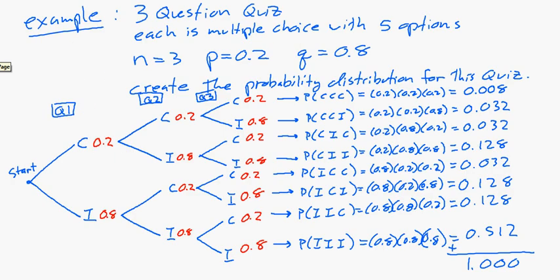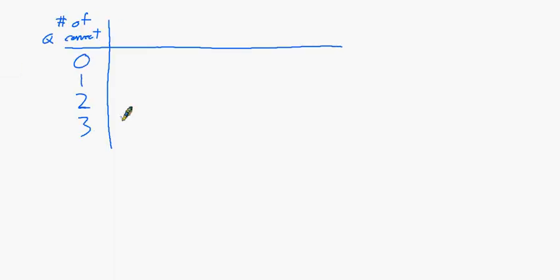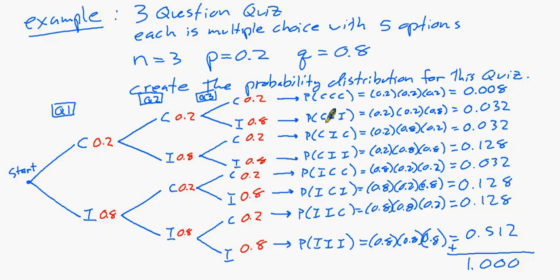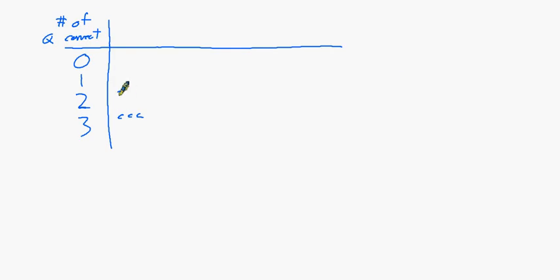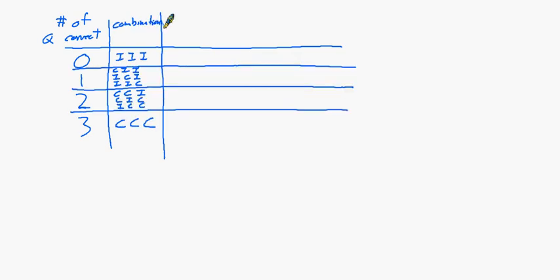which means we have to kind of look through our tree diagram here and start picking out, well, this one? What is that? Oh, that's 3 correct. So I guess that'll go here. Right? That's the CCC. Correct, correct, correct. What about this one? Oh, that's 2 correct. CCI. CC, correct, correct, incorrect.